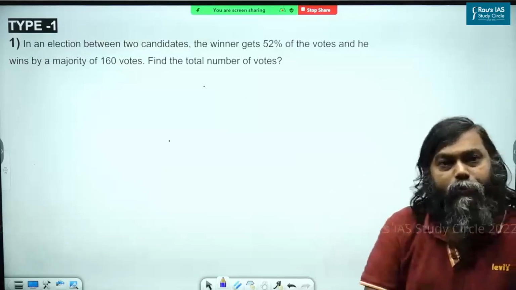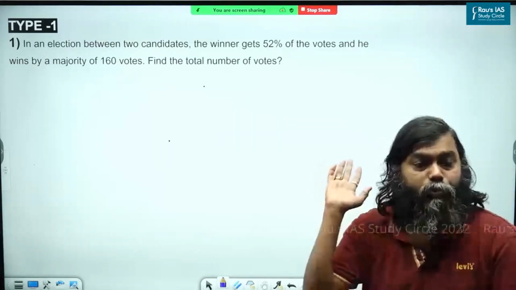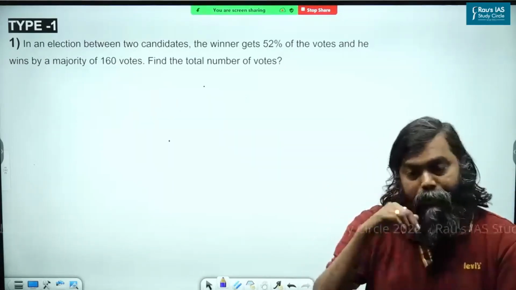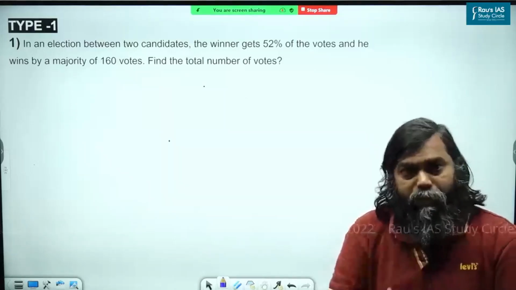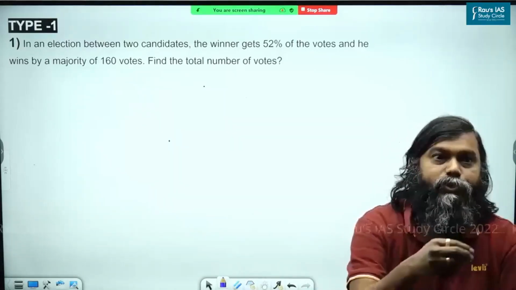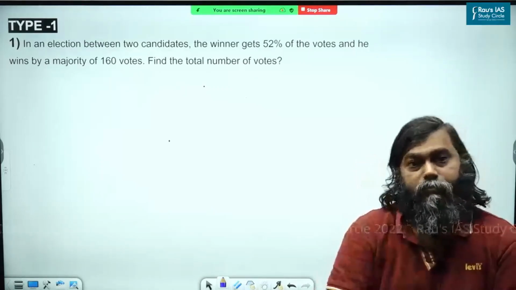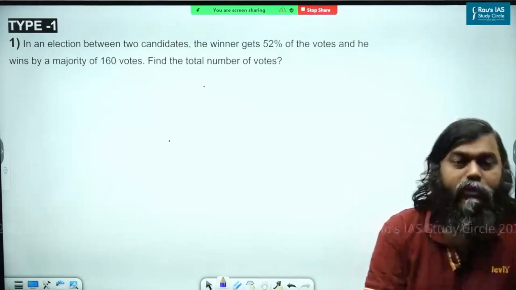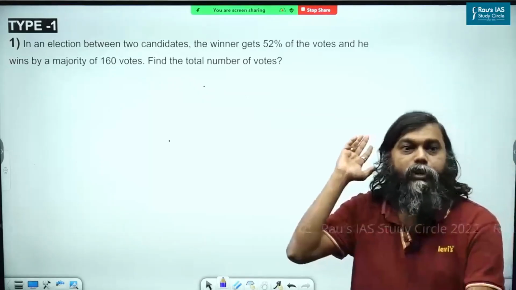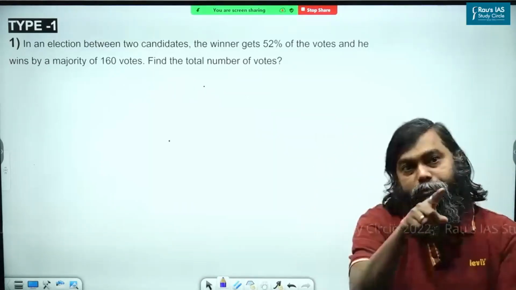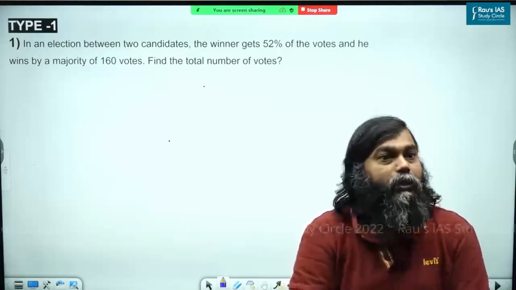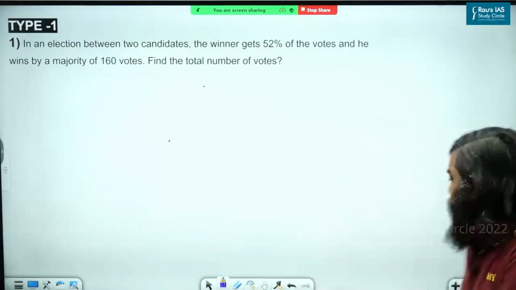Now, don't solve the question. I'm not trying to answer the question. Can I solve this question by successive changes or not? How many percentage values are there? Only one. I cannot verify whether this question is suitable for successive changes or not. Did you understand this? Yes.